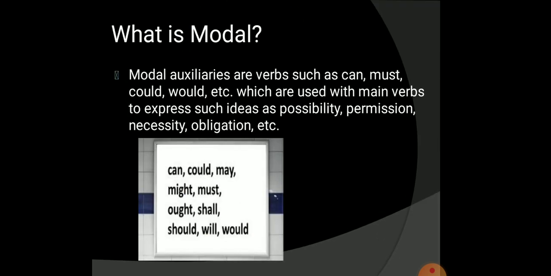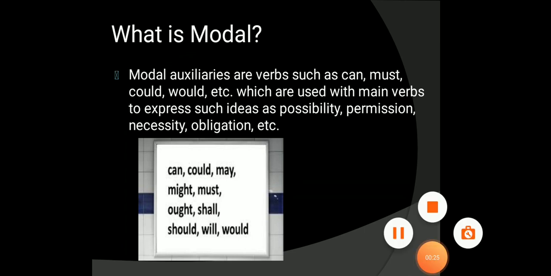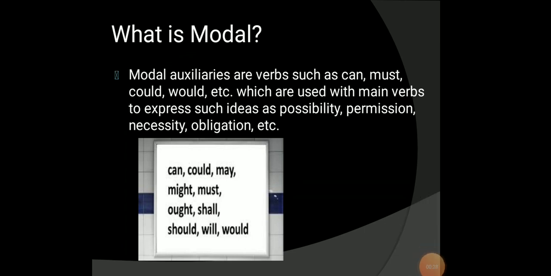Let us start by understanding what is a modal. Modal auxiliaries are verbs such as can, must, could, would, etc., which are used with main verbs to express such ideas as possibility, permission, necessity, obligation, etc. So, what are modal verbs? They are nothing but a class of auxiliary verbs. Auxiliary verbs are nothing but verbs used in forming the tenses or voice of other verbs.